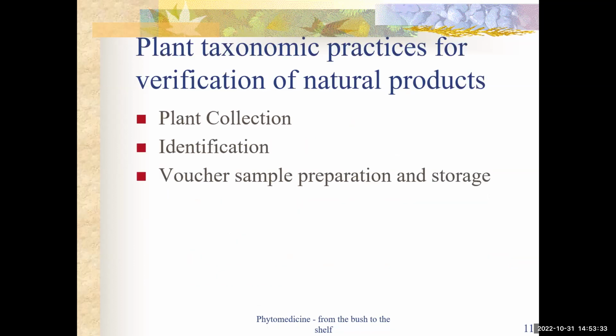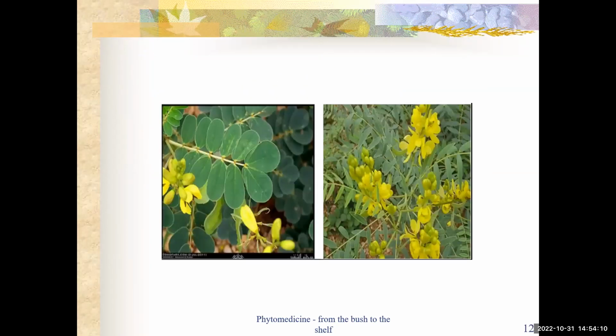So now, what are the practices of taxonomy? What do we normally do in order to come up with the correct plant? So first, we need to go out, collect the plant, and there's a whole process of that. We need to identify that plant, and then we also need to prepare voucher specimens. And this is so much so, especially for the phytomedicine. We need to prepare voucher specimens. So I'll look at some of these.